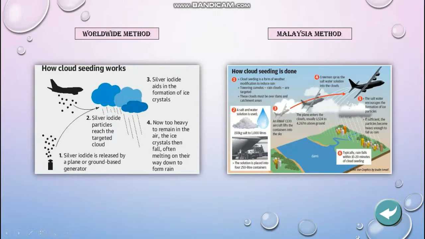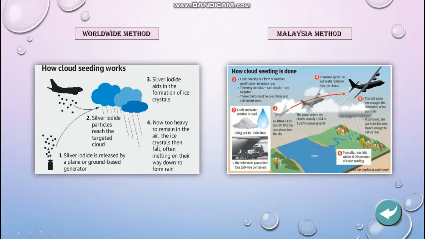The second is the method usually used in Malaysia. First, cloud seeding is a form of weather modification to induce rain. Towering cumulus rain clouds are targeted. These clouds must be over dams and catchment areas. Second, a salt and water solution is used. It is a different material from the worldwide method, which uses silver iodide, but in Malaysia they use a salt and water solution: 150 kg of salt to 1000 liters.